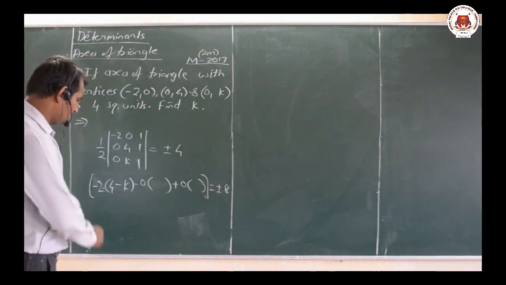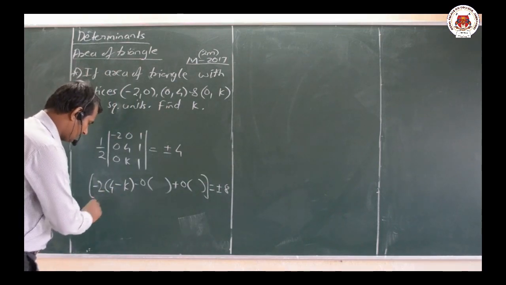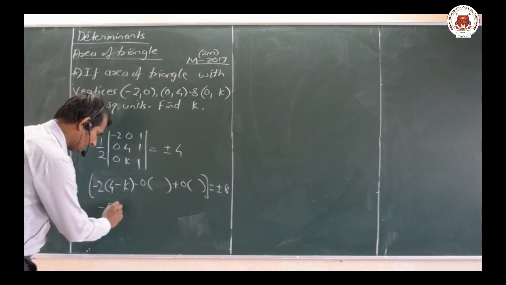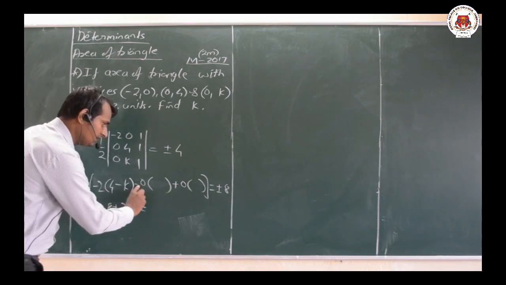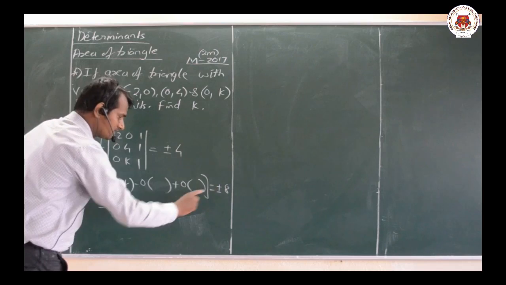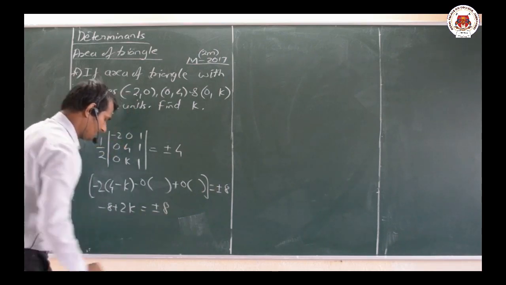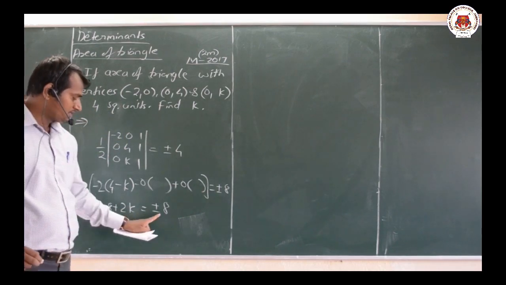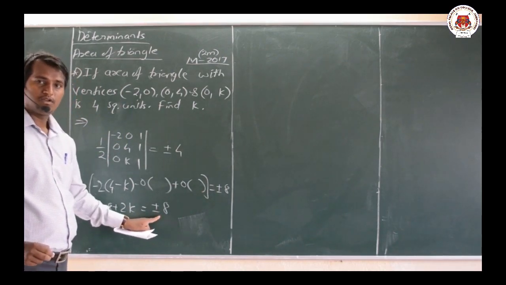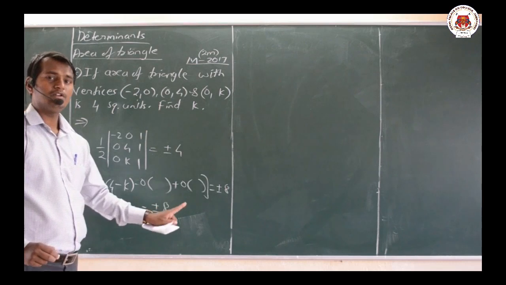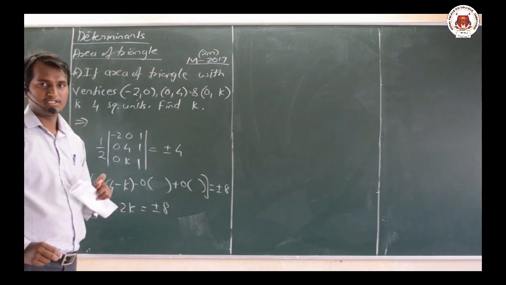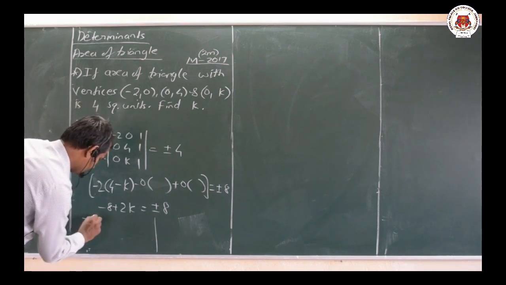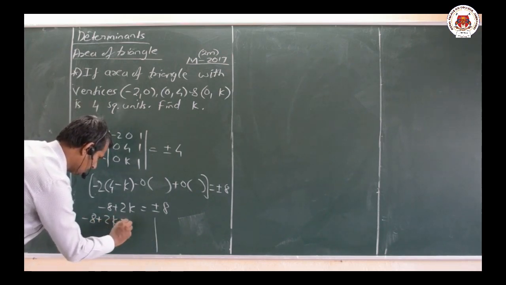Now I will solve it. Minus 2 into 4 is minus 8, and minus 2 into minus k is plus 2k. The other values will be 0, and at last we get plus or minus 8. Dear friends, now we shall take two values, one for plus 8 and one for minus 8. For positive 8, that is minus 8 plus 2k equal to plus 8.